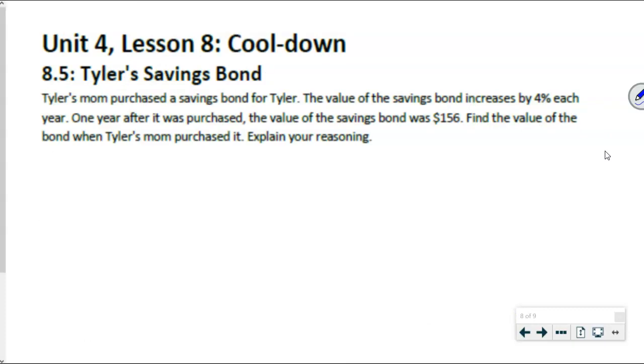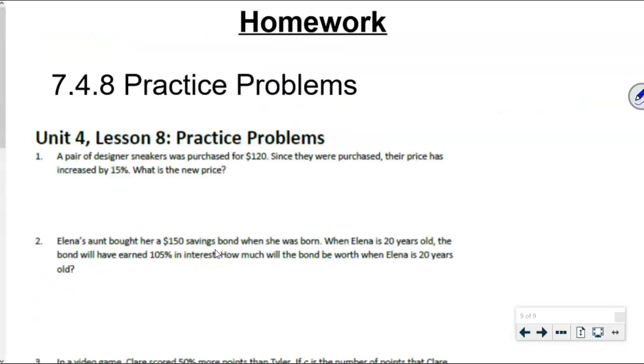We're going to skip the cool down for the sake of time, which gets us to the practice problems. Your homework is the Lesson 8 practice problems.